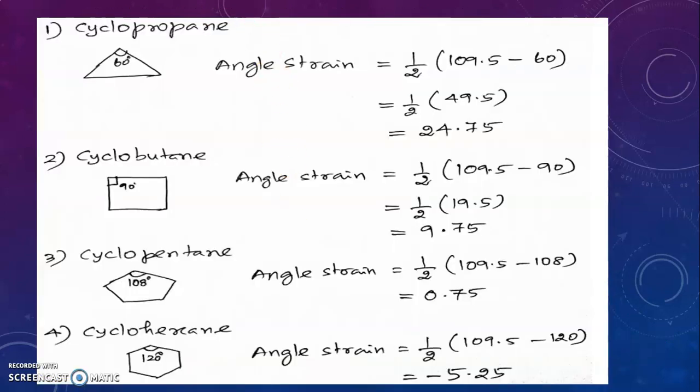So in the case of cyclopropane, the internal bond angle is 60 degrees. So what is the angle strain? Angle strain is half into the angle corresponding to the hybridization. See here, all the bonds are single bonds, right? Suppose you take this carbon, it has 4 sigma bonds, right? 4 sigma bonds.